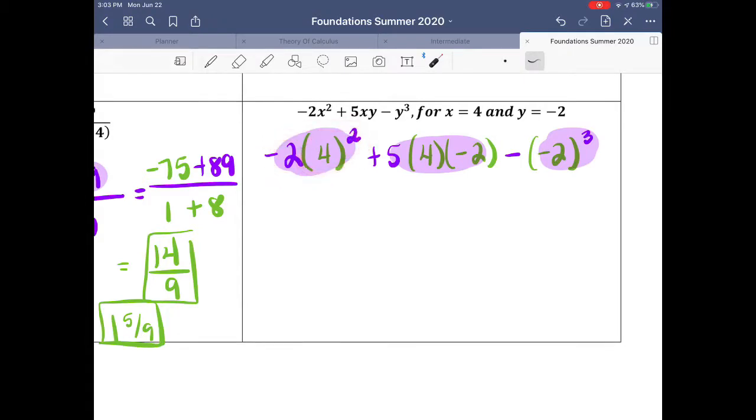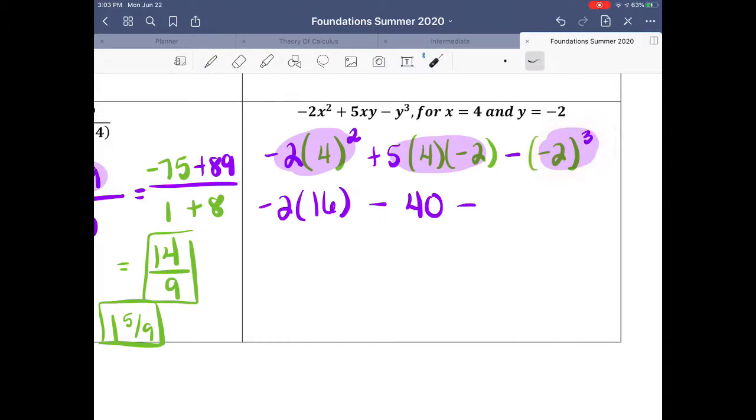In this group, I have a group. I cannot do -2 times 4 because it's not a 4. It's 4 squared. So I need to simplify that. 4 squared is 16. And then you might be concerned about all this multiplication here. Just take it one step at a time. 5 times 4 is 20. Times -2 is -40.